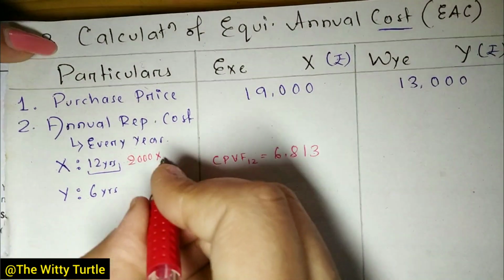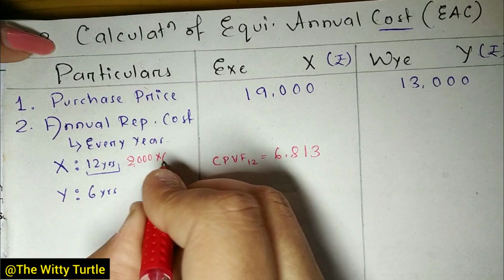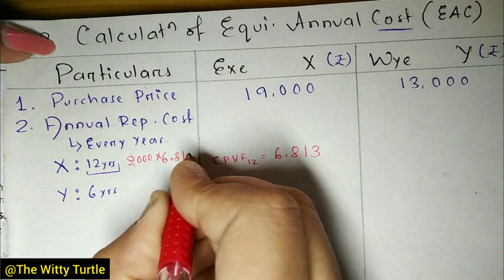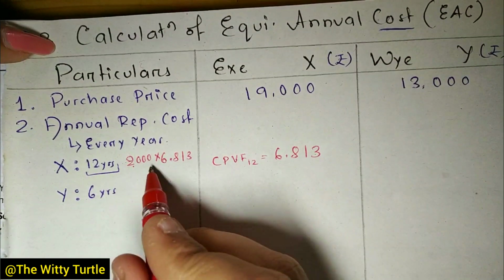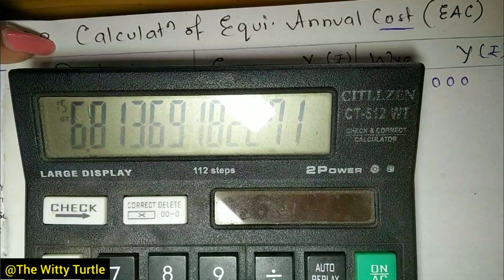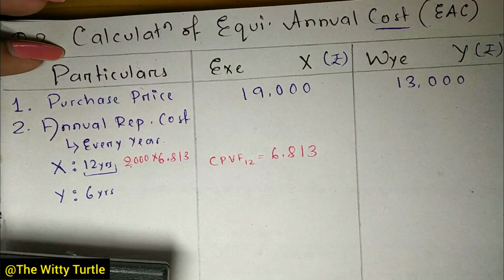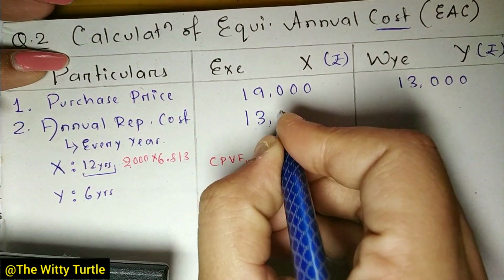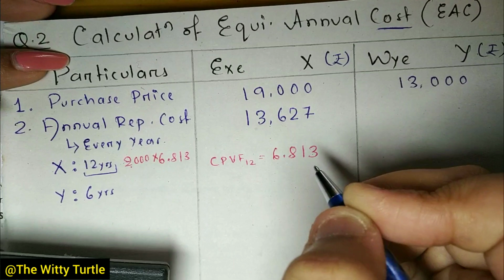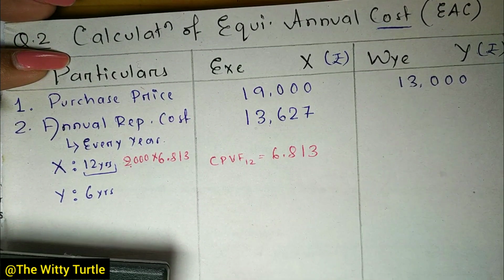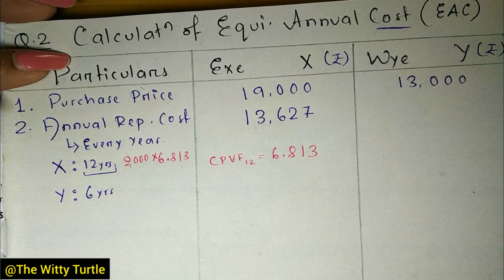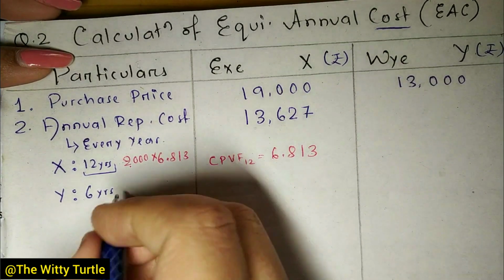6.813. So you will multiply this with 6.813. So what will be this amount? Multiplied with 2000. कितना आ रहा है ये? It is coming as your 13,627. 13,627, right?